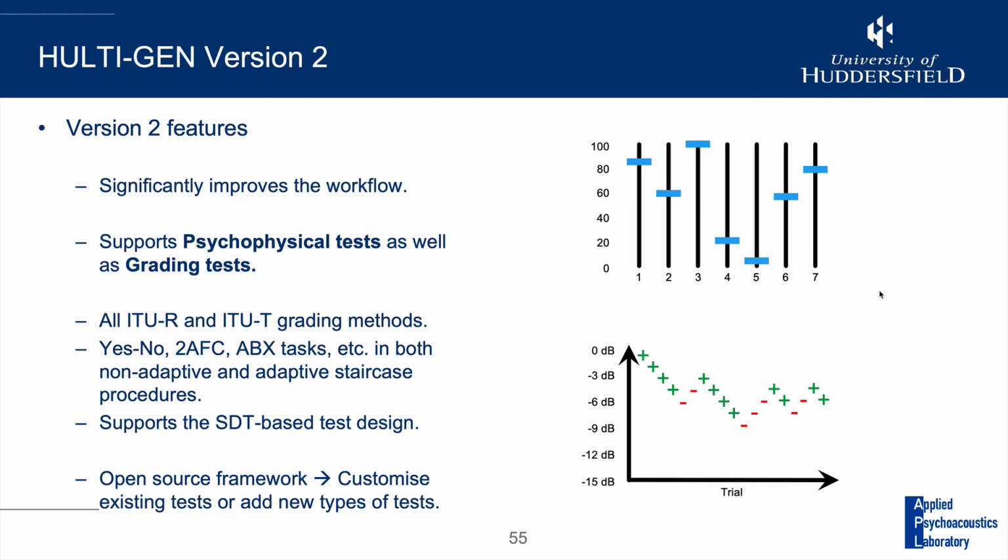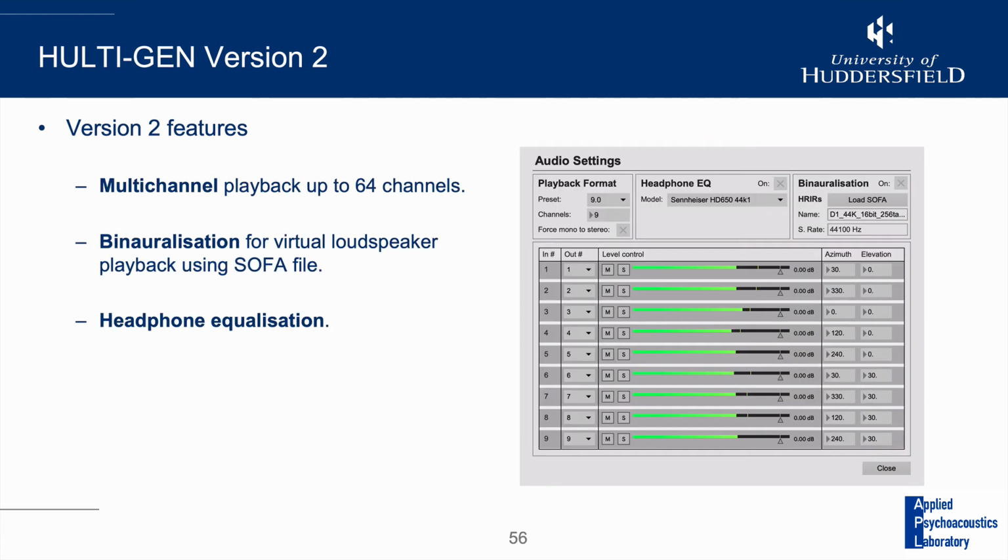So the new version includes all of the ITU-R, ITU-T methods by default, and also provides interfaces for yes-no, 2AFC, and ABX tasks in both non-adaptive and adaptive staircase procedures. And it also supports the SDT-based test design as well. And version 2 is released as an open source framework, so you can customize existing tests or even add new types of tests yourself. There are also some new features added to HULTI-GEN version 2.